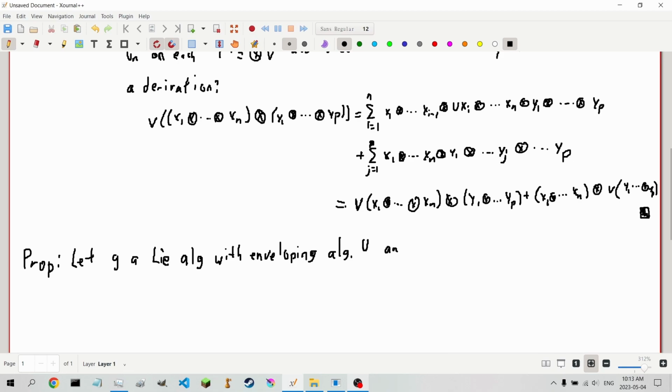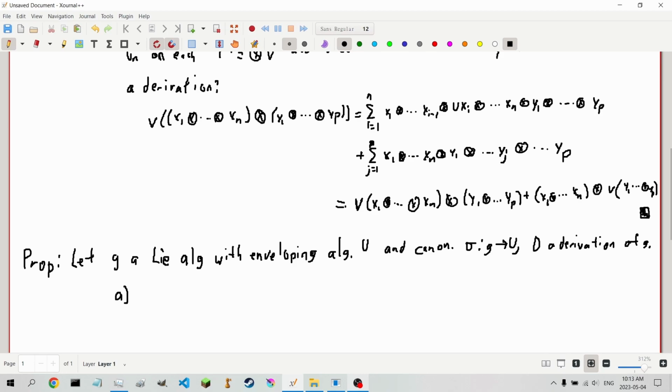U and a canonical map sigma from G into U, and we have capital D be a derivation of G. And there's two consequences we get.